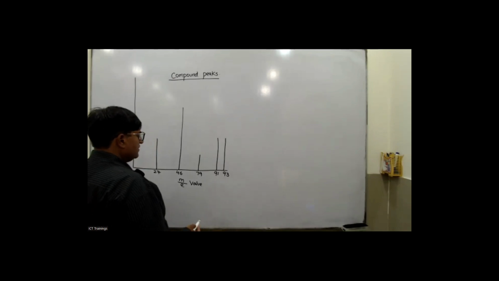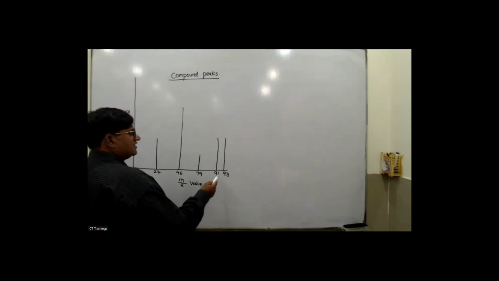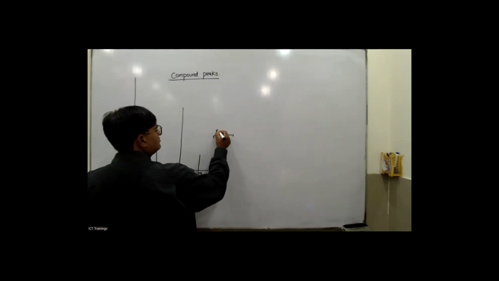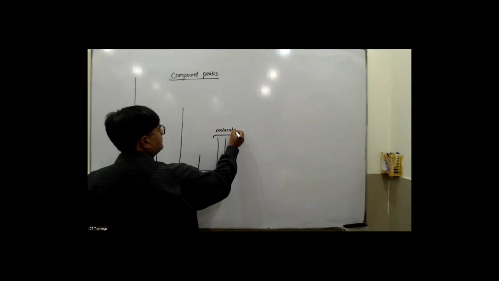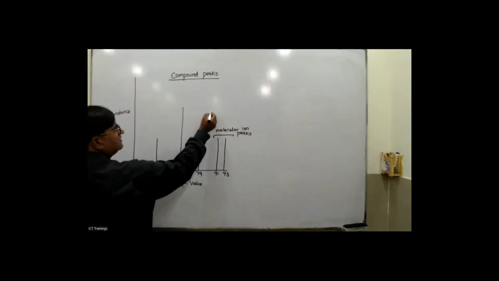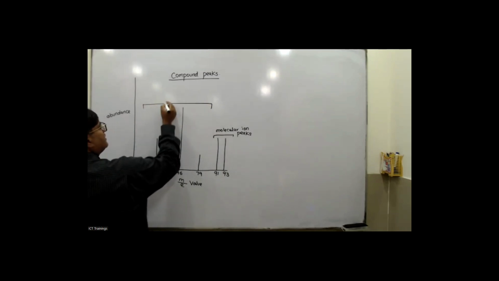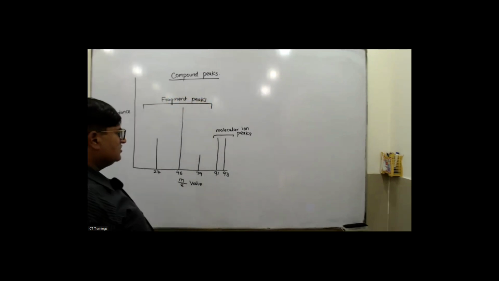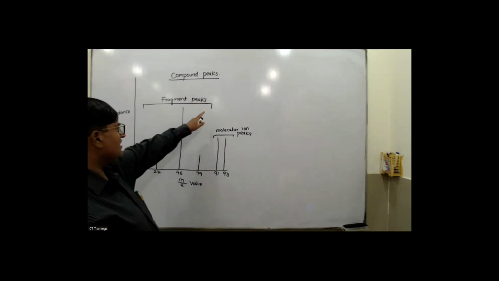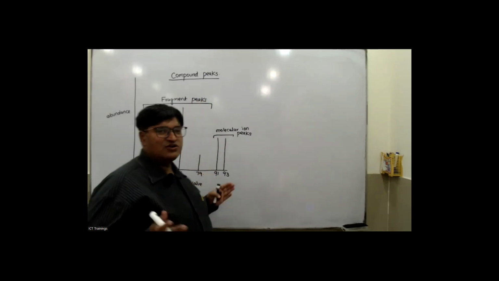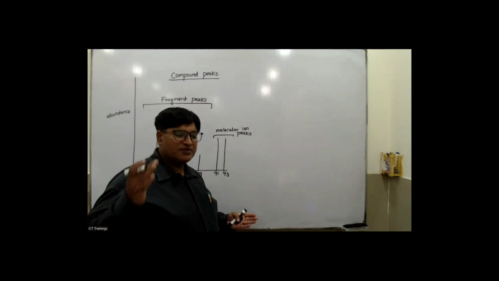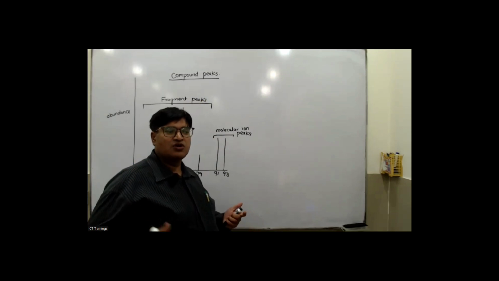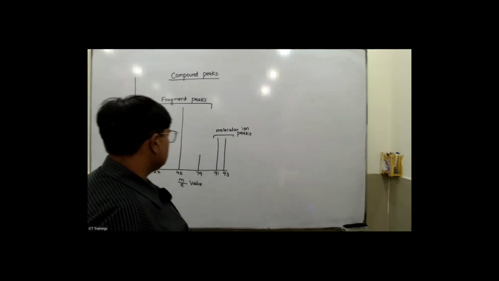If you look, these peaks are very close together. So these peaks are actually the molecular ion peaks, whereas these peaks are called the fragment peaks. I told you that a molecule breaks down into smaller parts, so those are called the fragments. So these are the fragment peaks.